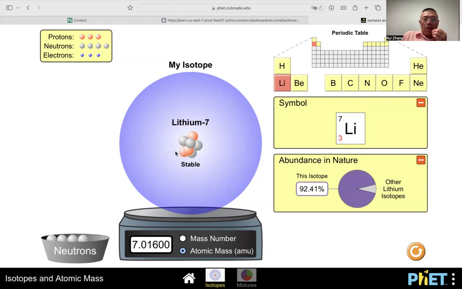You can add another neutron, and it's still stable. And this lithium 7 is the dominating isotope. Because they occupy different percentages in nature, they have a different atomic mass.